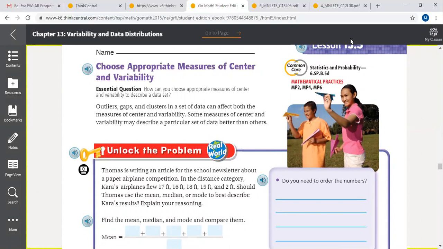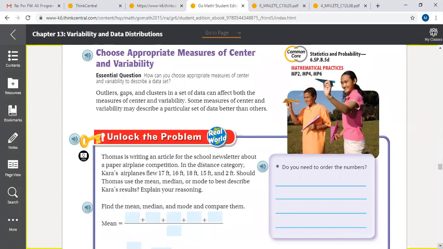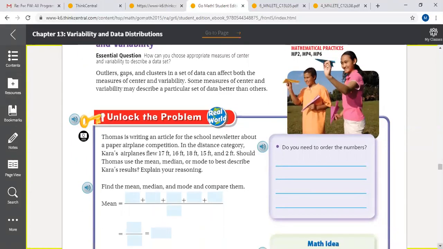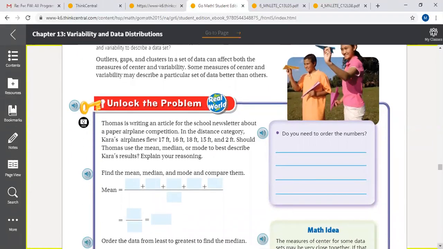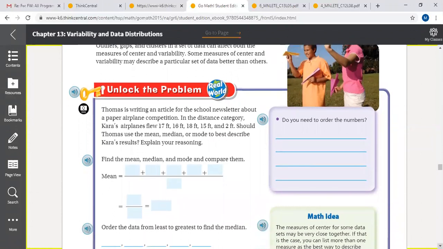And we said before that the mean equals the sum of all the values divided by their number. So we will start by writing the values. The values are 17 plus 16 plus 18 plus 15 plus 2, over 5. Why 5? Because the number of the values is 5. So it will be 68 over 5. Then the mean equals 13.6.